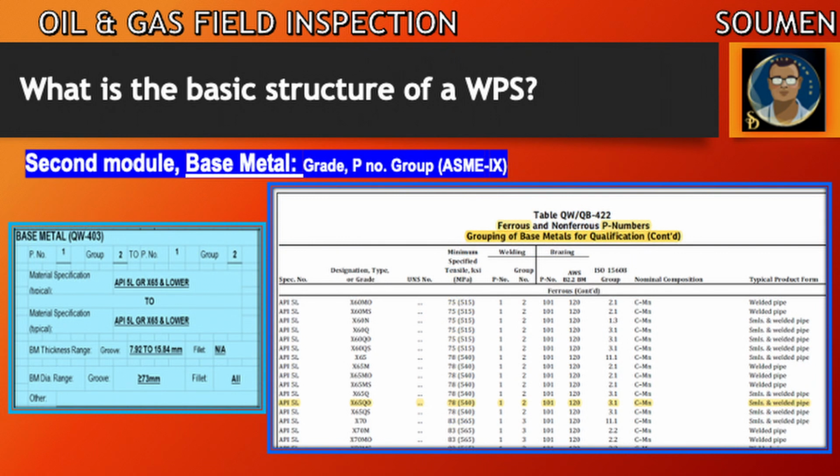Now we can see how this P number chart looks. At the right side you can see the grouping of base metal for qualification. The WPS we have selected, the material was API 5L grade X65. You can see the highlighted one, and the tensile strength, the P number, the group number, the contents, and the last column is SMLS and welded pipe, meaning seamless and welded pipe. This P number list is a big list where you can see all the materials we discussed as per the grouping: aluminum, copper, nickel, all base alloys.